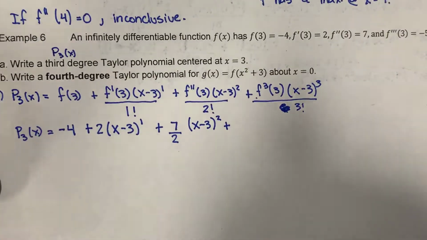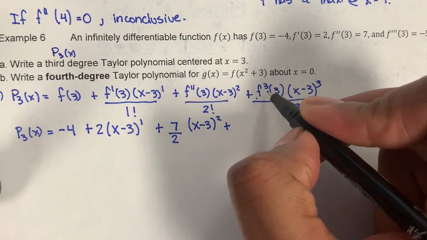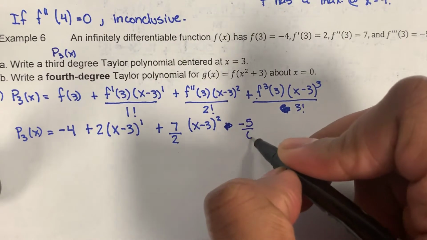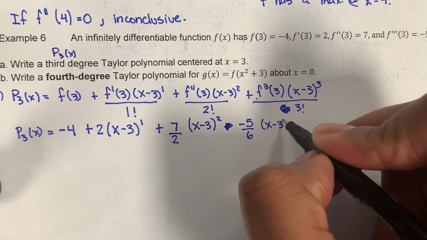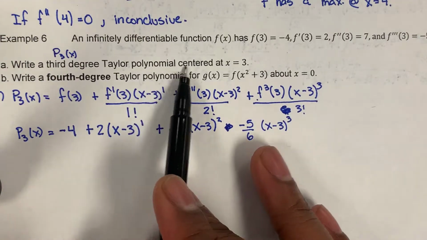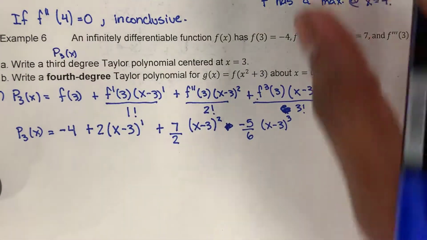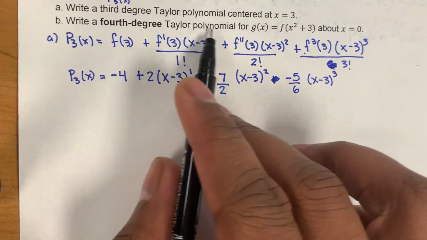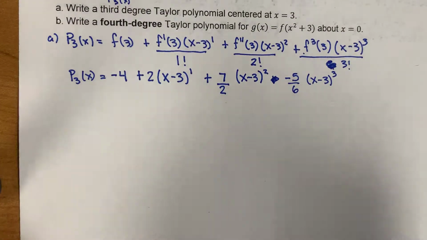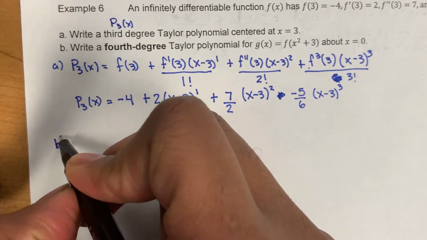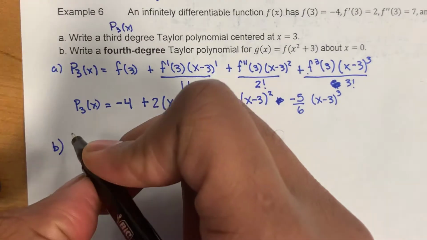So we're going to put -5 over 3 factorial, which is 5/6, so minus 5/6 times x minus 3 to the third power. So that takes care of part A, where we have to write a third degree Taylor polynomial centered at x equals 3. So for part B, we have to write a fourth degree Taylor polynomial centered at 0, which is going to mean a Maclaurin series because it's centered at 0. So we're going to have part B.